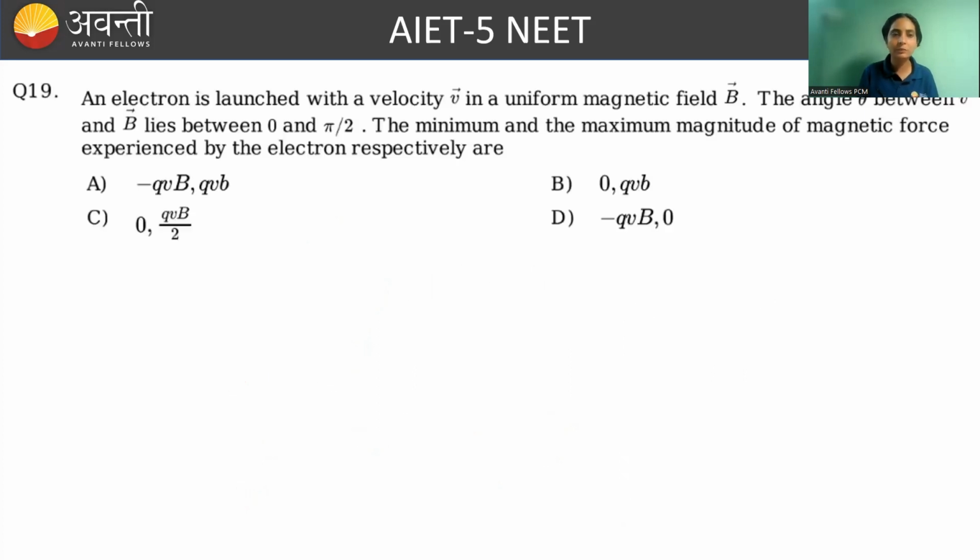Now let's move on to the next question. There is an electron that is launched with a velocity V in a uniform magnetic field B. The angle theta is between V and B.